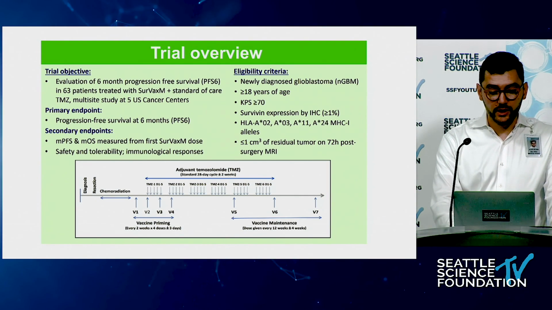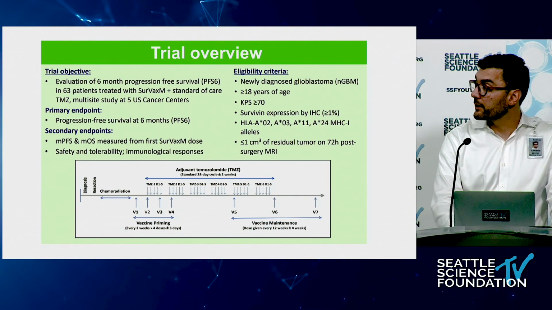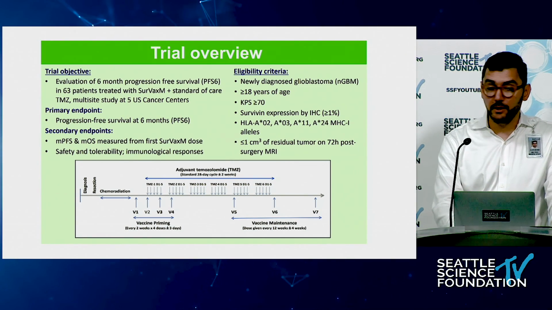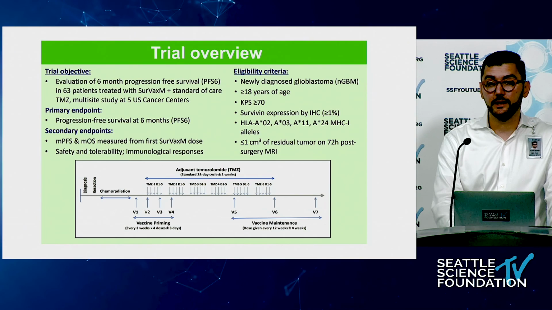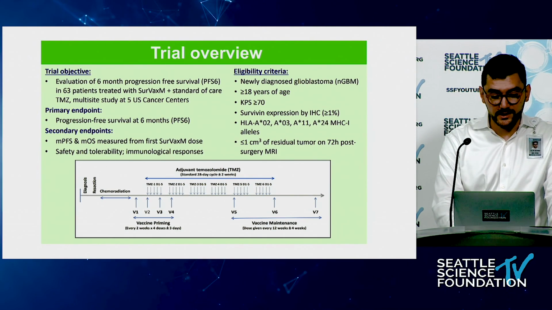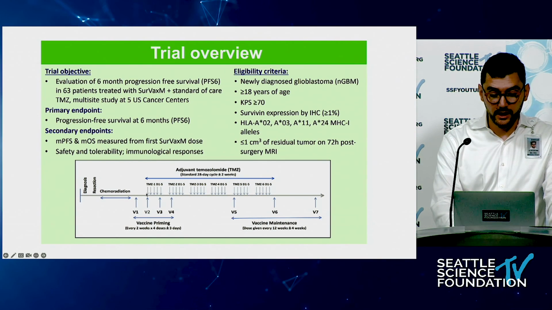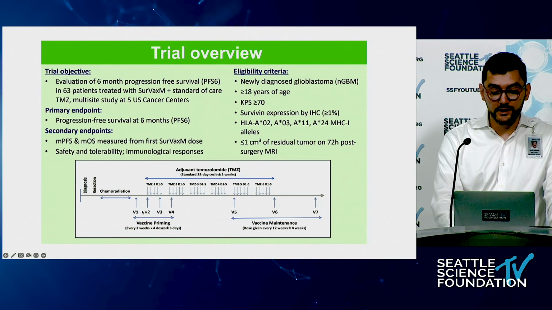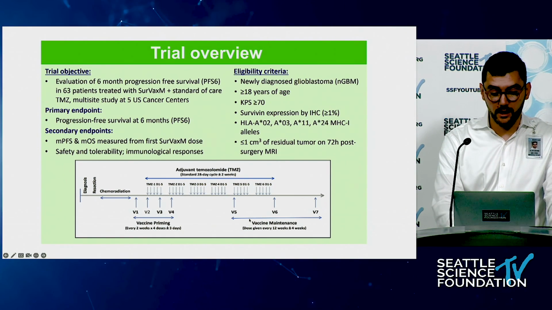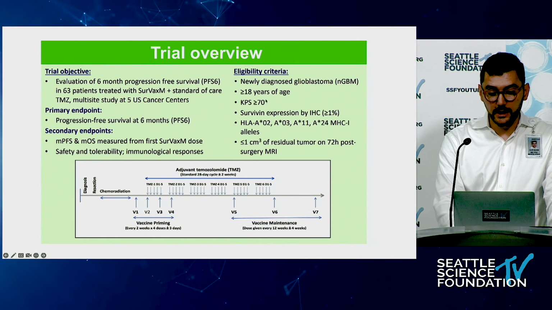And this is a depiction of their protocol down here. So basically, they would start with the first vaccine dose. And by the way, this is subcutaneous, so it's not delivered intracranially. The first vaccine dose was after radiation, prior to initiation of adjuvant chemo. They did 4 doses every 2 weeks, then there was a gap, and then there was maintenance dosing every 3 months. The eligibility criteria are listed here.